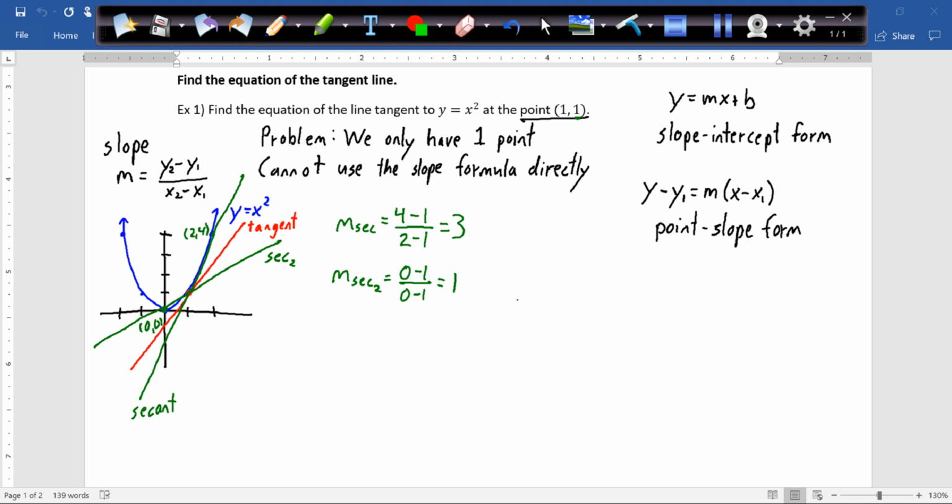Is it 2? I have no idea. Just because I've drawn it and it kind of looks halfway in the middle, that doesn't mean it is halfway in the middle. The slope could be 2.3, and I wouldn't know unless I actually found it. Okay? So our question comes out to be, well, how do you get a better estimate for the slope of the tangent line? Anything you can think of there?